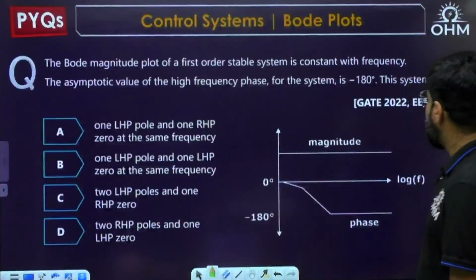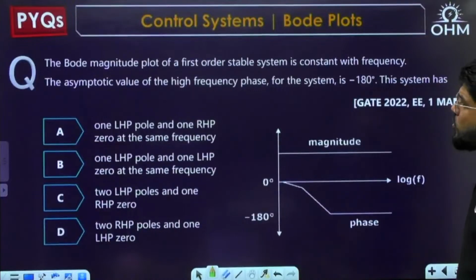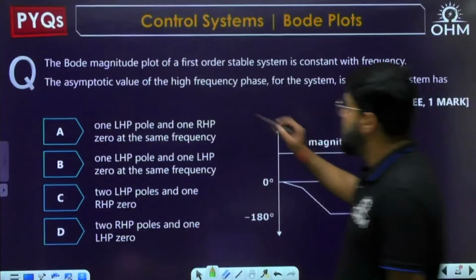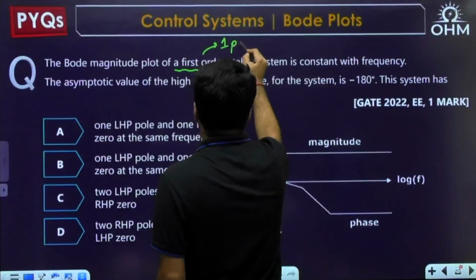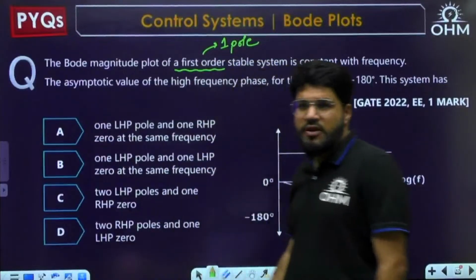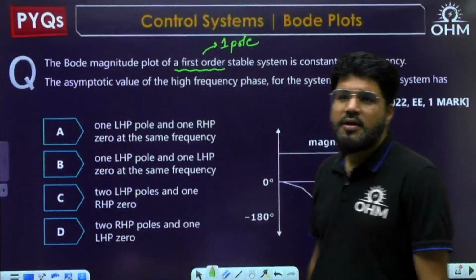Chalo. Next question, GATE 22 EE, 1 mark. Now see, the Bode magnitude plot of a first order stable system is constant with frequency. Now it is first order. First order clearly means that it will have one pole.